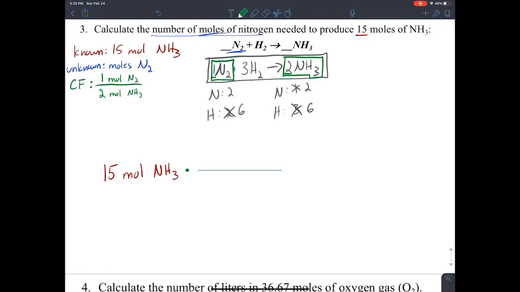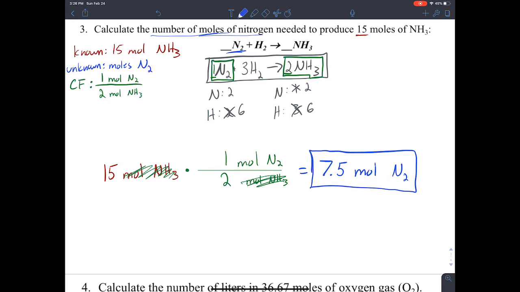I know that I'm trying to cancel moles of NH3 because that's my given, and I want to end up with moles of nitrogen. So moles of NH3 has to be on the bottom here. I look at my conversion factor. That's how it's already set up. This is going to allow me to convert between moles of NH3 and moles of nitrogen. So my moles of NH3 is going to cancel. I'm left with 15 times 1 divided by 2. So 15 divided by 2 is going to equal 7.5 moles of N2.